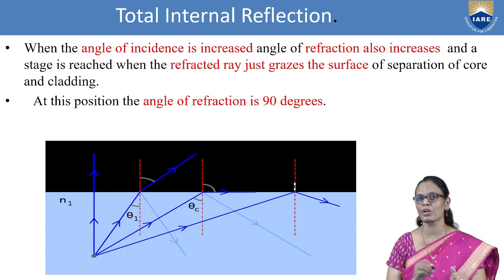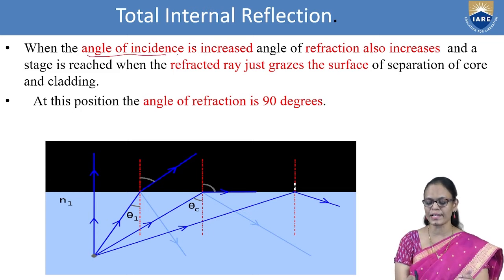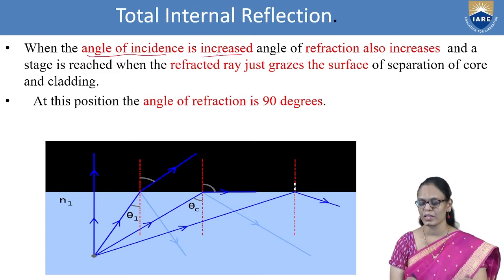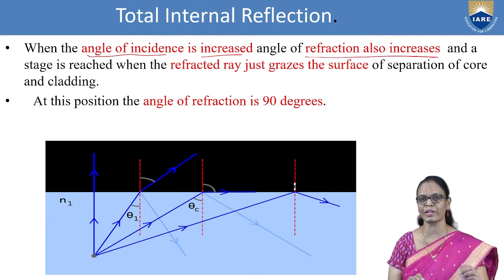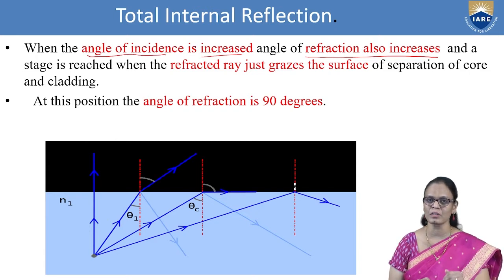Now, when we try to understand the phenomenon of total internal reflection, what we see is that when the angle of incidence increases, the angle of refraction also increases. We have seen two different cases. Now we are going to vary the angle of incidence, which is the angle that the incident ray makes with the normal.